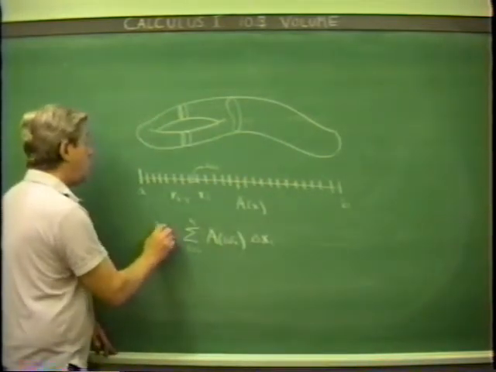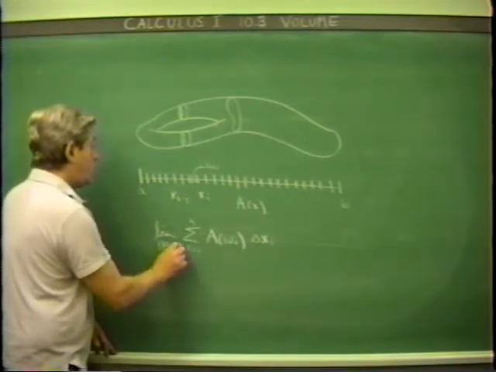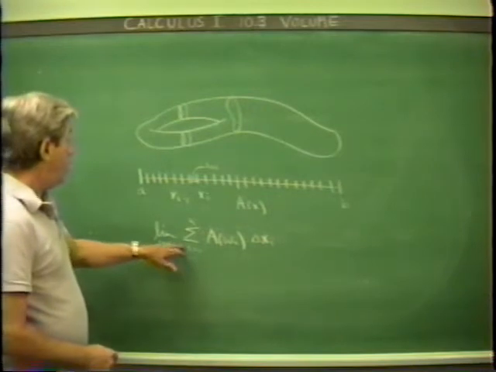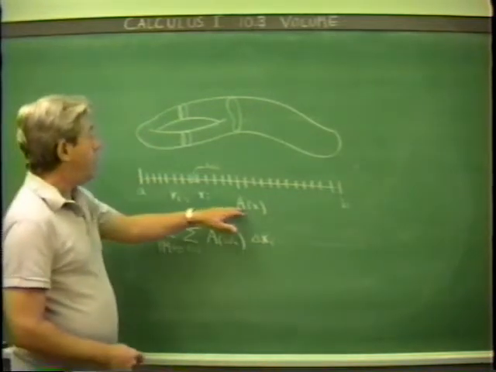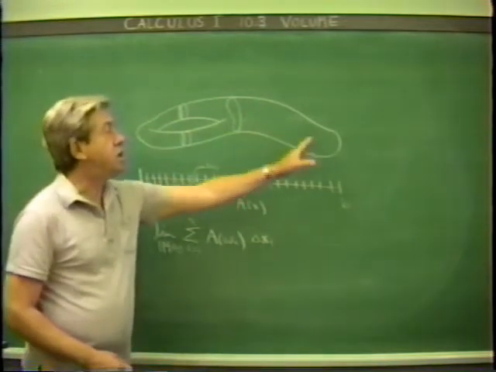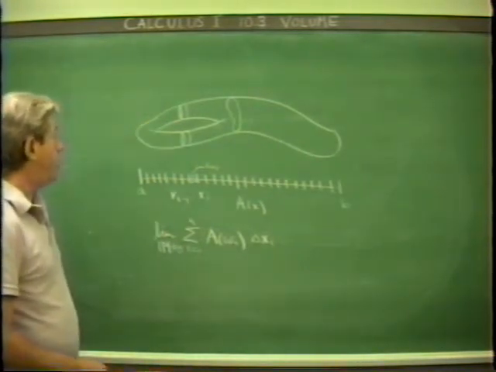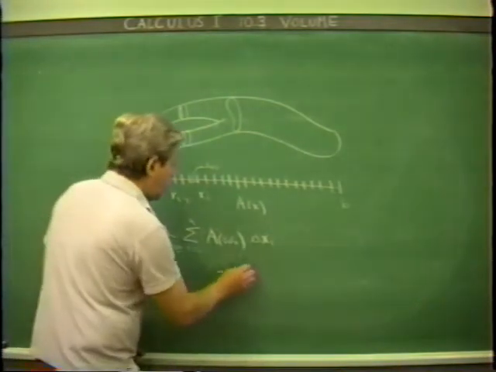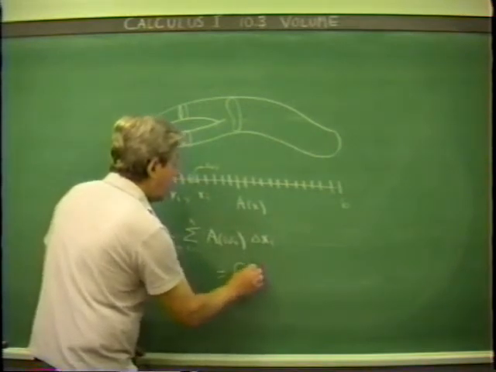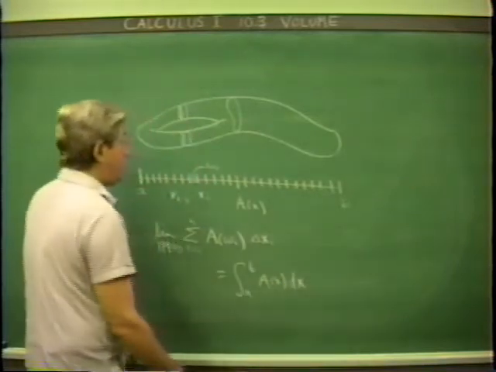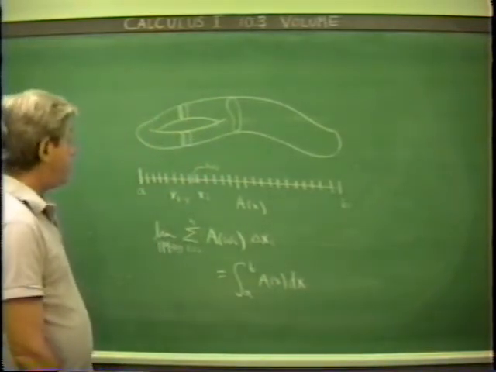If we now take the limit, as the norm of the partition approaches 0, this should give us the actual value of the volume, providing, let's say, that the area varies continuously as you go across here and the solid is reasonably shaped. Well, this corresponds to the integral from a to b of A(x) with respect to x.